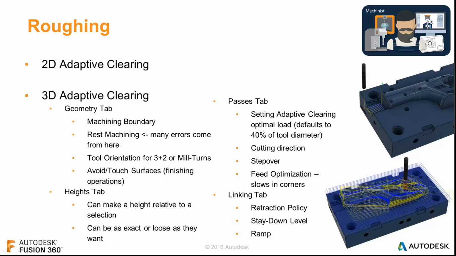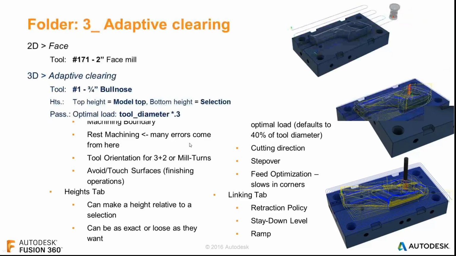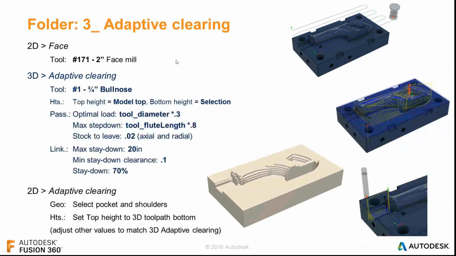So let's have a look at some of this in action. What we're going to do is a quick 2D face operation to skim the top. Then we're going to look at some 3D adaptive clearing for this surface around the model, but not the little pocket at the end. And then we're going to look at doing some 2D adaptive clearing for this section here.